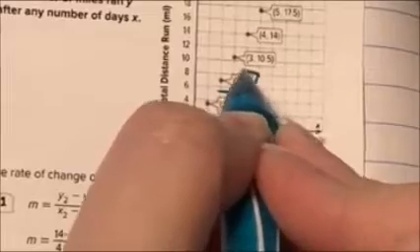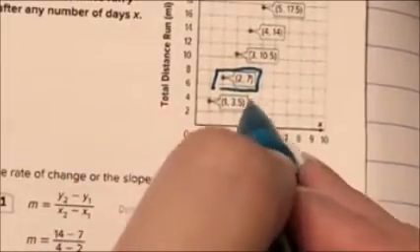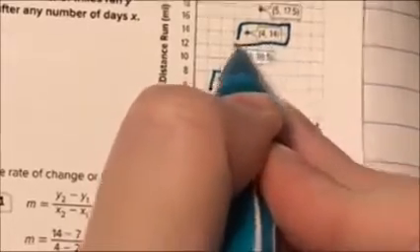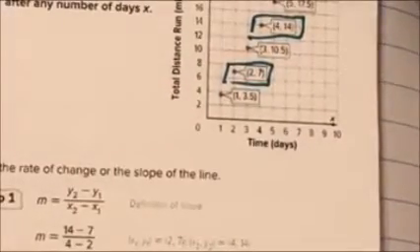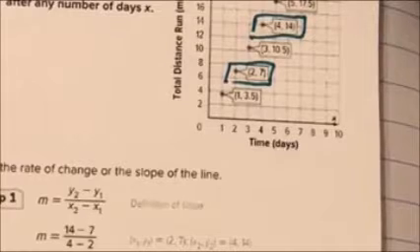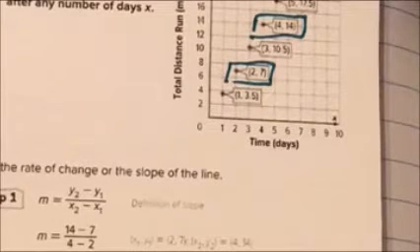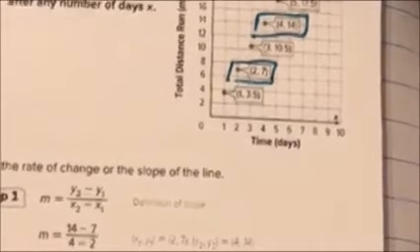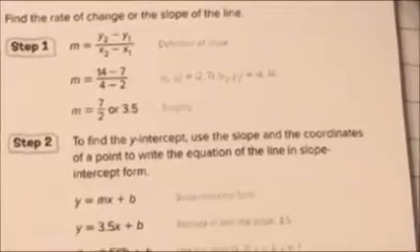2,7 and 4,14. They don't have to be those 2 points. You can pick any 2 points that you would like. Okay, so I'm going to find my rate of change. So I need to find my slope first.